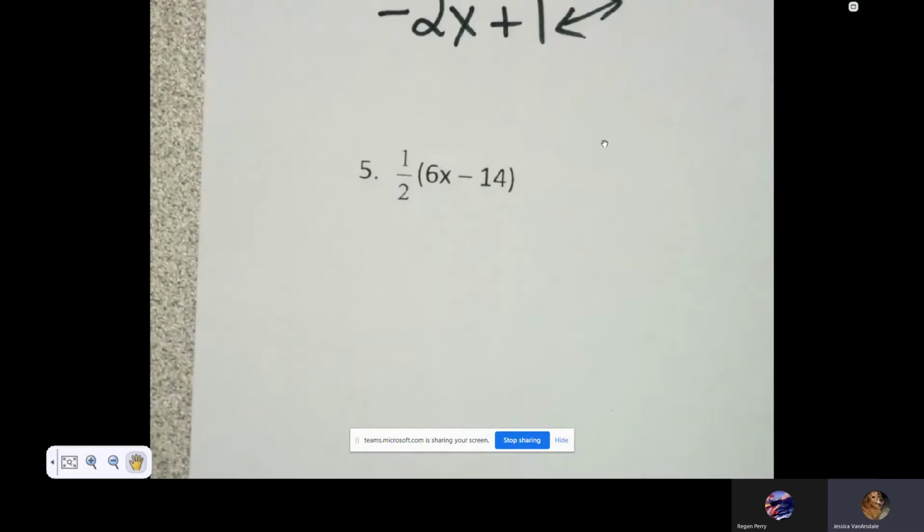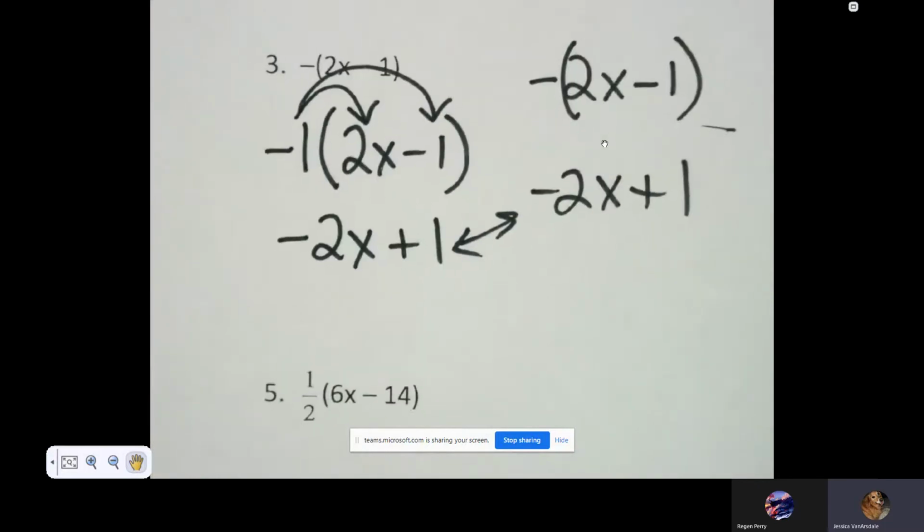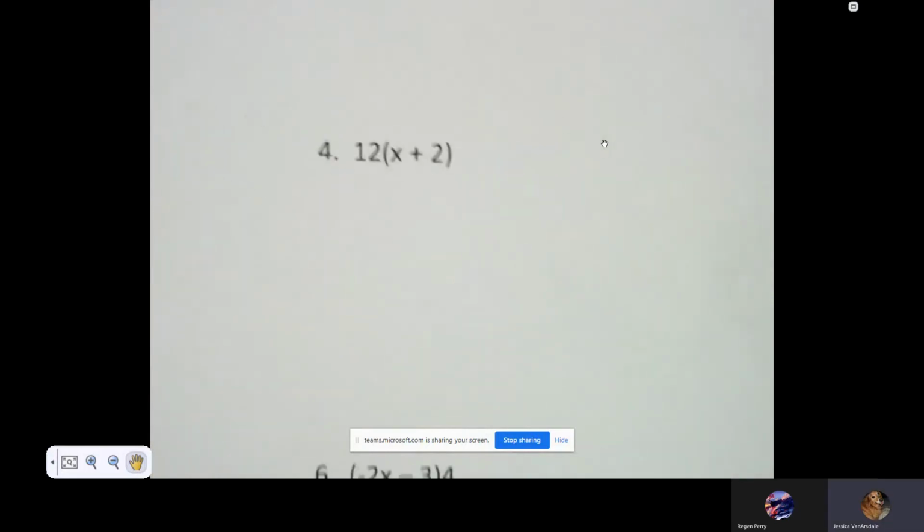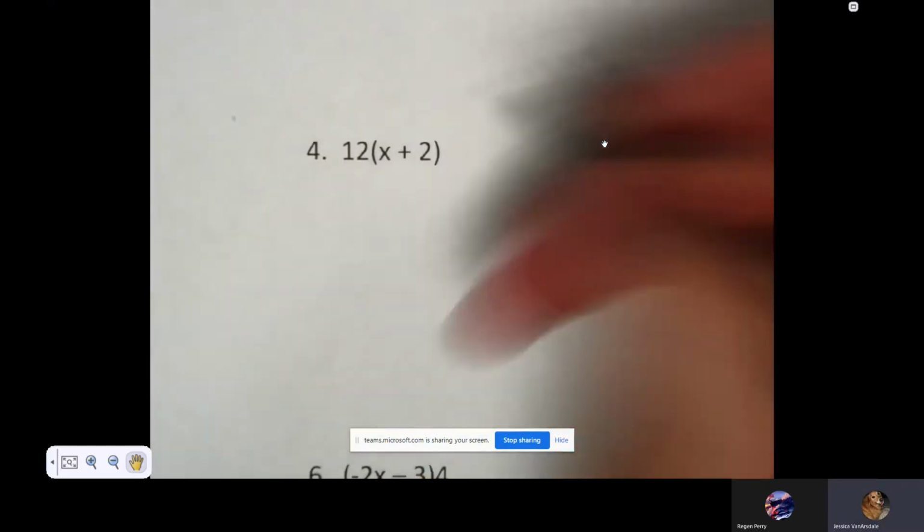Okay, number 4. Sorry. This one's easy. Try to do this one by yourself. You're going to distribute the 12. Try by yourself. You can do it.